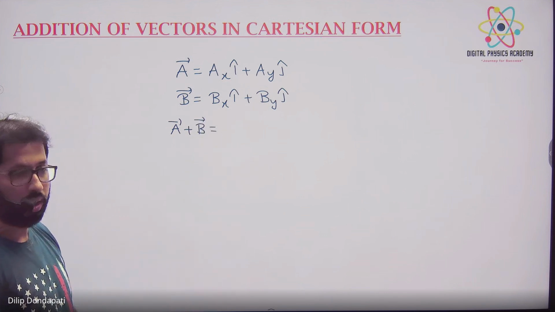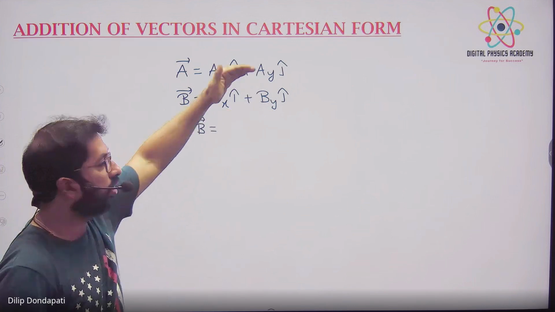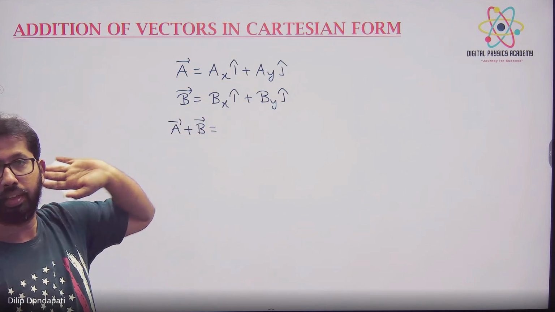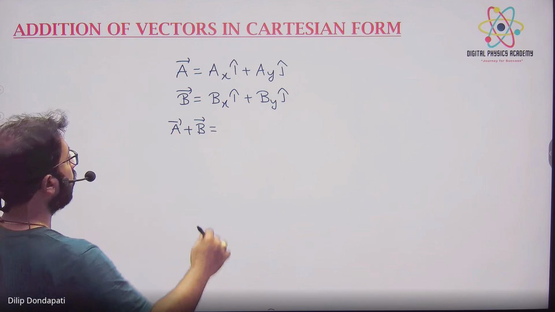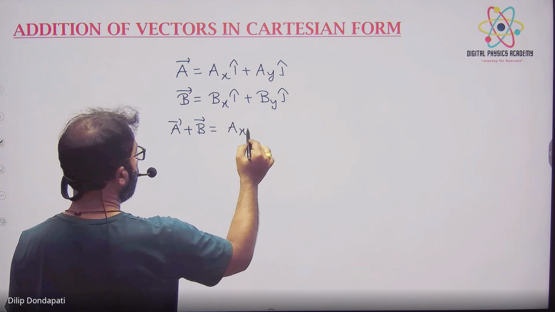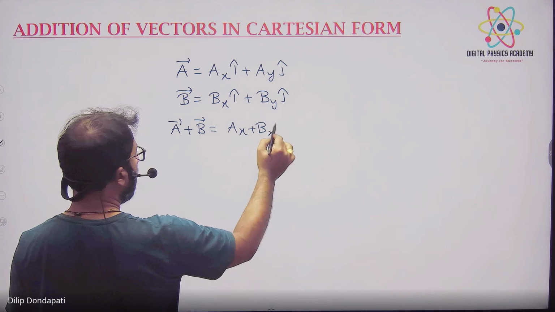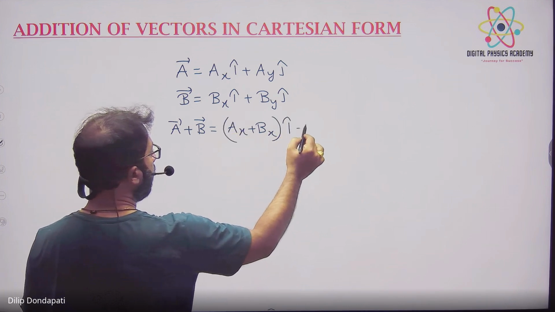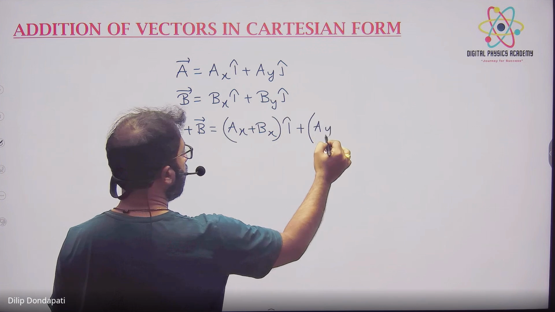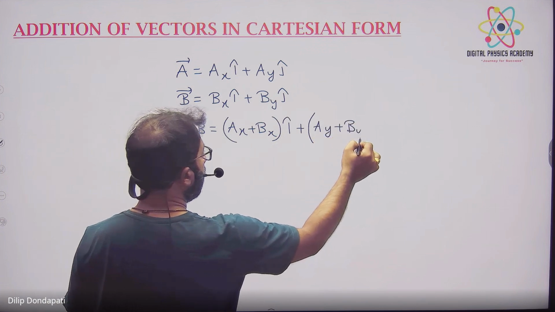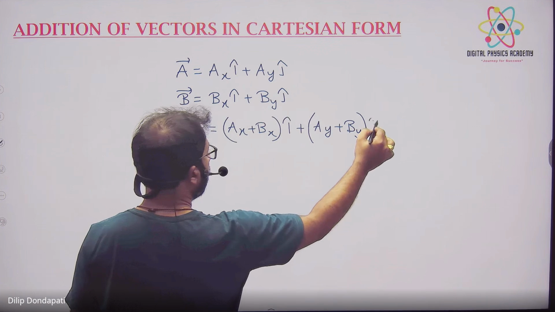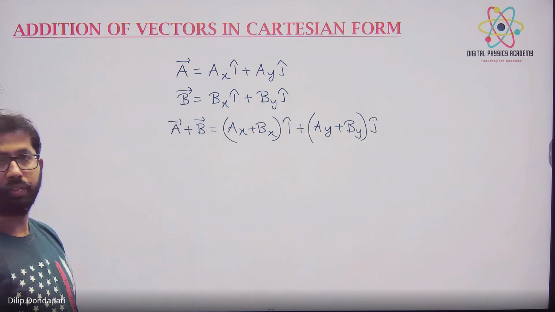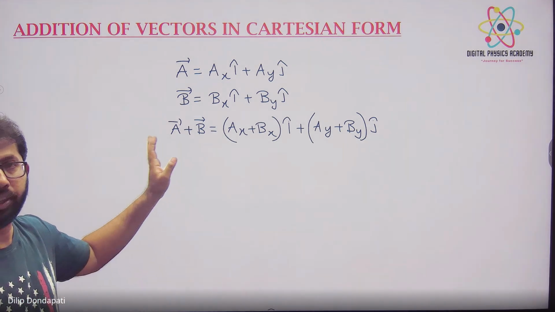How to add? Add the I components, add the J components. That's it. So (AX plus BX) I cap plus (AY plus BY) J cap. This is a way of adding vectors in Cartesian form.